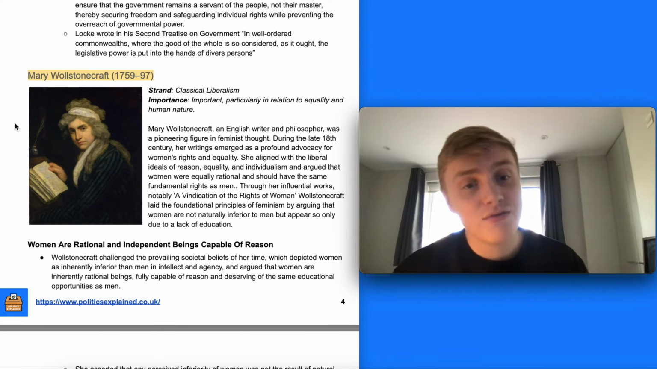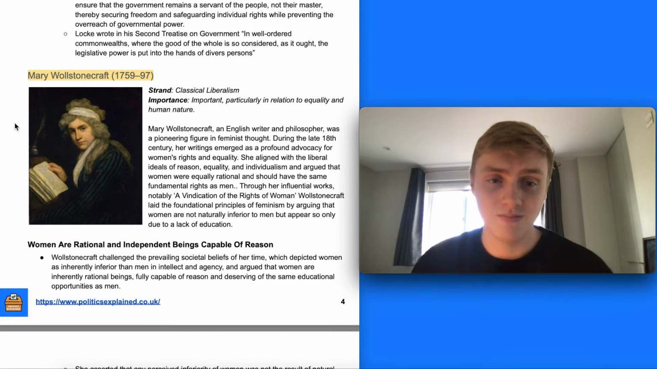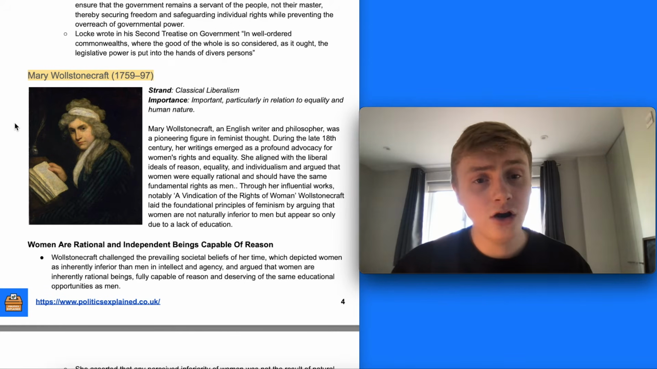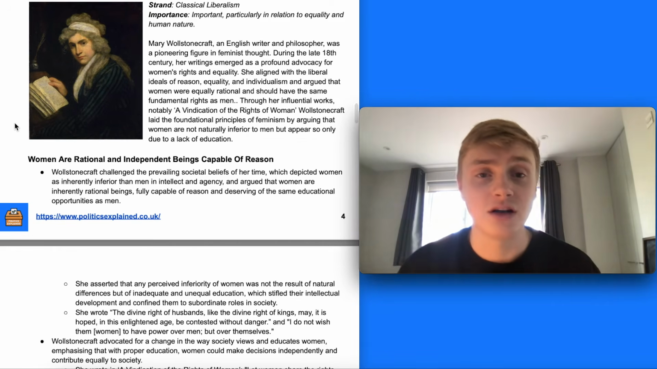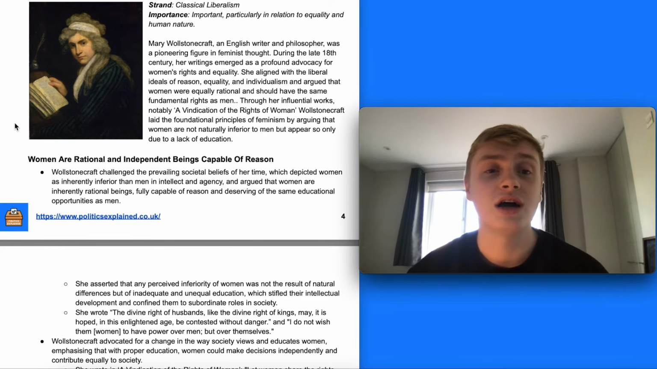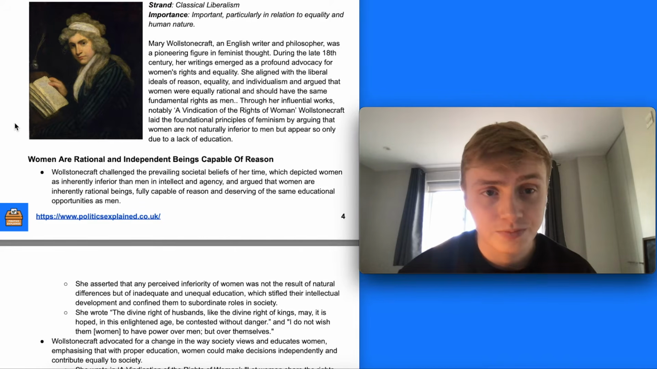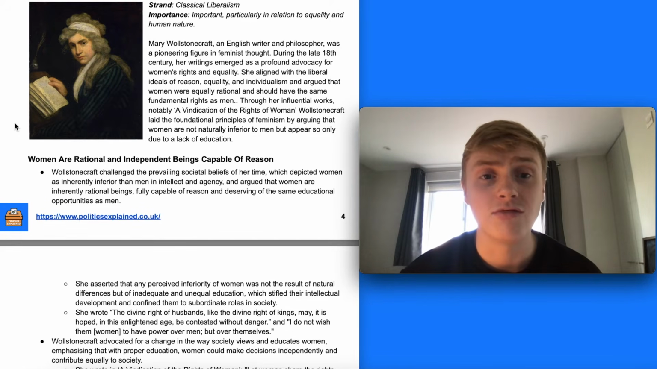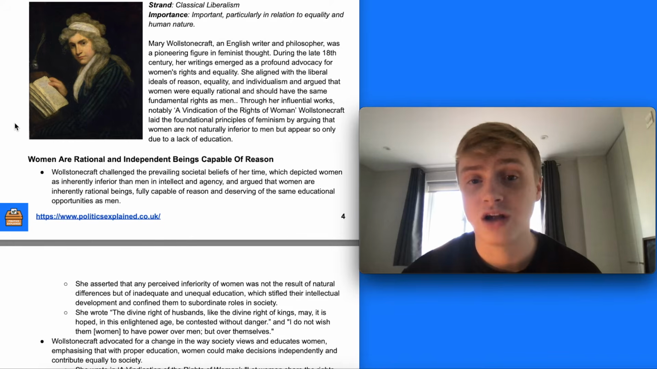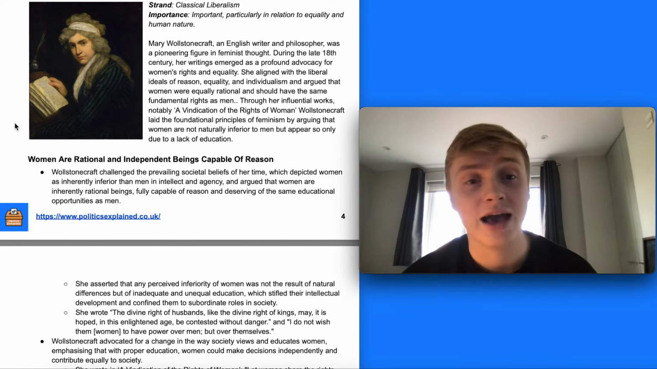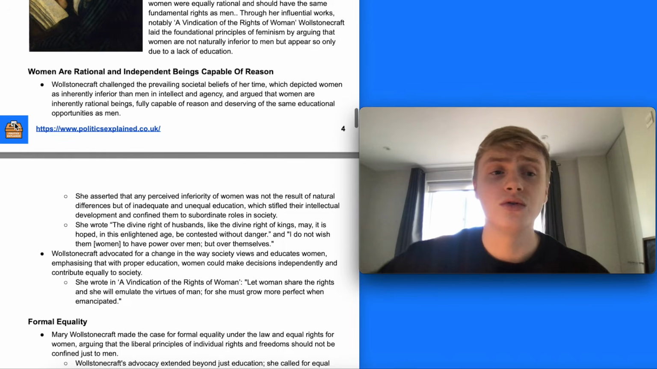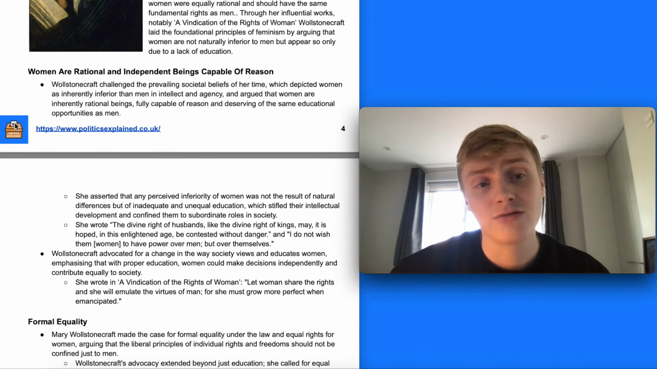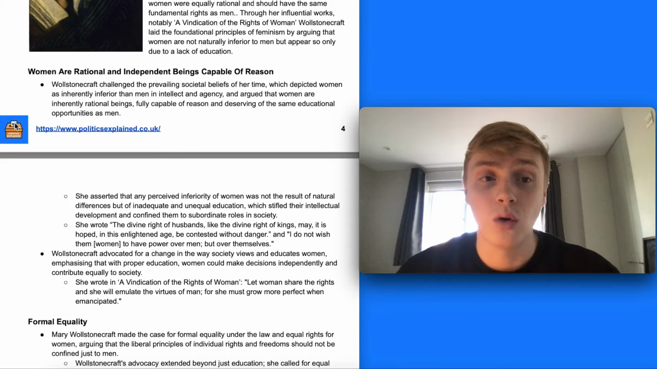So she was a key figure in feminist thought in the 18th century, and her writings emerged as key to advocating for women's rights and equality, aligning with the liberal ideas of reason, equality, individualism, and arguing that women were equally rational to the same fundamental rights of men, especially in her key text of Vindication of the Rights of Women. So first key idea was the idea that women are rational and independent beings capable of reason.